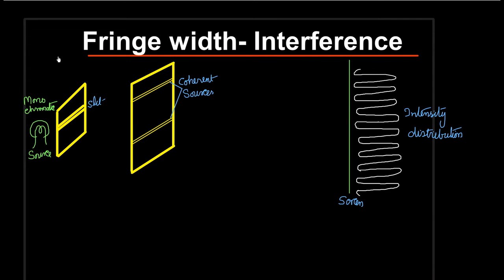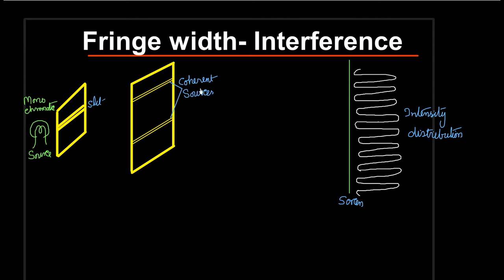The Young's experiment consists of a monochromatic source. What is a monochromatic source? It is a source which sends out light of single wavelength. The light is allowed to pass through a very narrow slit. The set of waves coming out of the slit is allowed to pass through two symmetric slits, so that these two slits act as coherent sources.